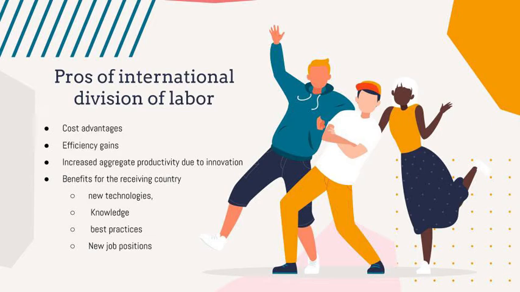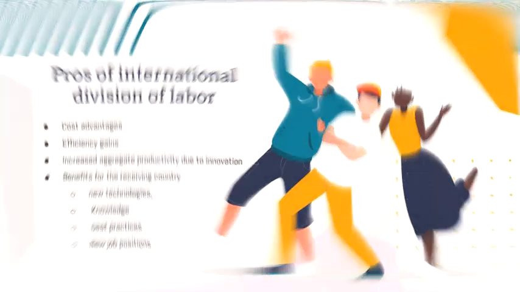And last but not least are the benefits for the receiving country. For example, creating new job positions. For instance, Apple supports more than 5 million jobs in China. Moreover, there are new technologies and knowledge. So Apple and 10 initial suppliers invested nearly $300 million in the China Clean Energy Fund to support renewable clean energy projects. And now Eric is going to be talking about disadvantages of the International Division of Labor.